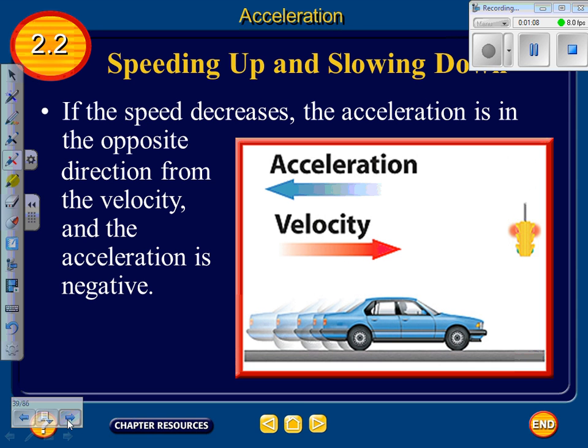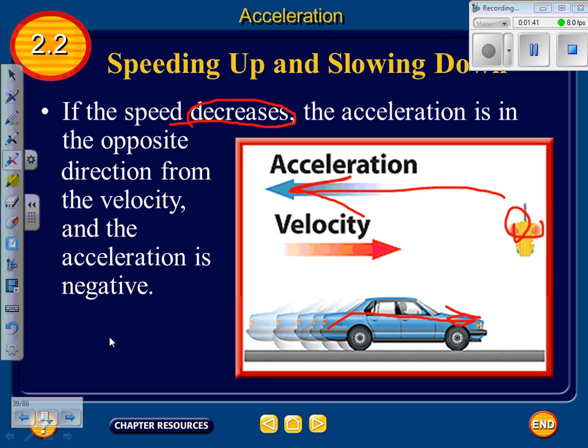If the speed decreases, and a key word here is decreases, the acceleration is in the opposite direction from the velocity, and the acceleration is negative. We also know this as deceleration. Again, it's not backing up. This car is still moving forward, in that direction, but because of this red light, it's slowing down. So the acceleration is negative.